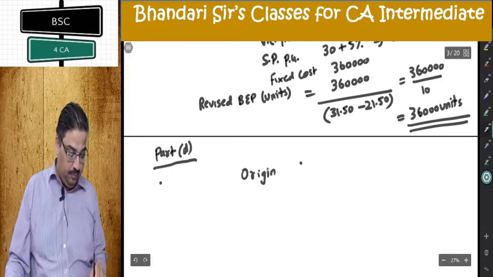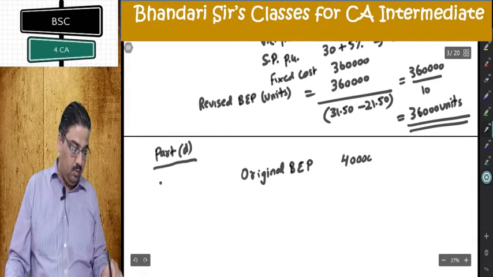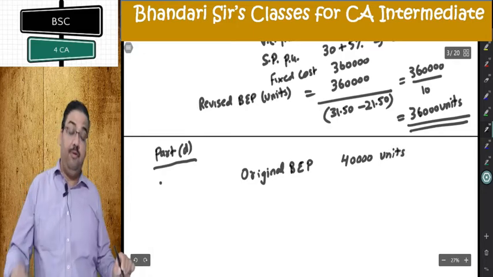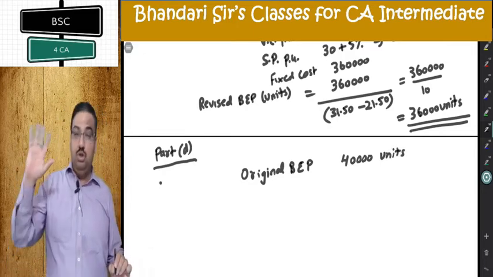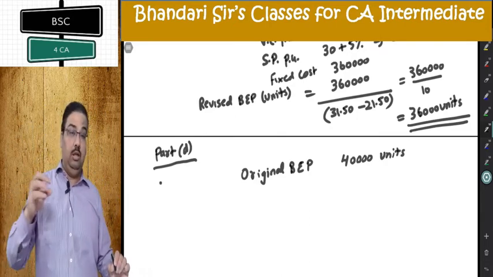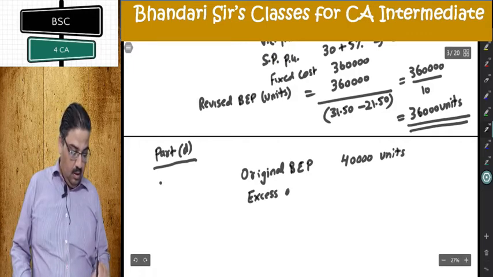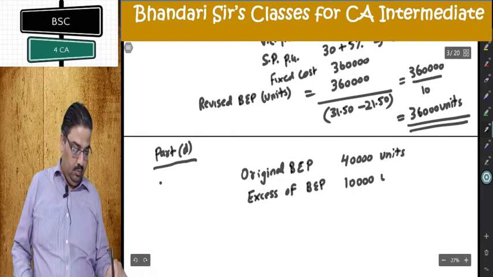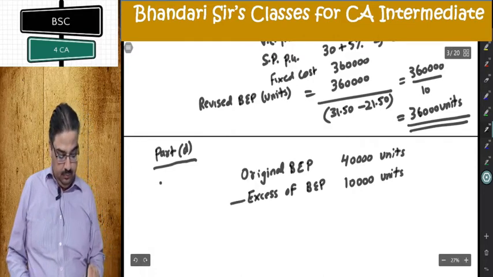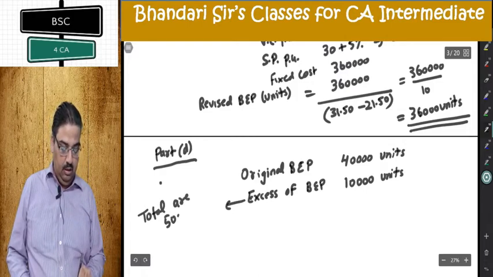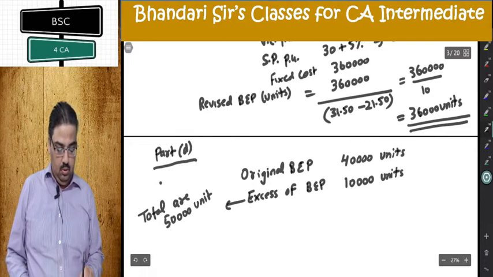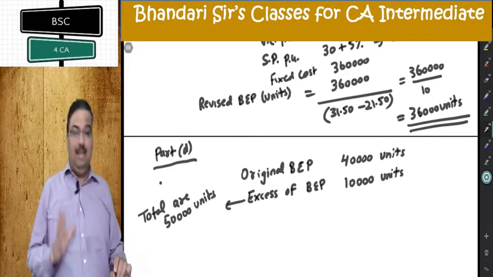Original break-even point 40,000 units. Refer to A part, original data. We computed break-even point 40,000 pairs. Excess of break-even point 10,000 units. Total are 50,000 units. So excess of break-even are 10,000 units.